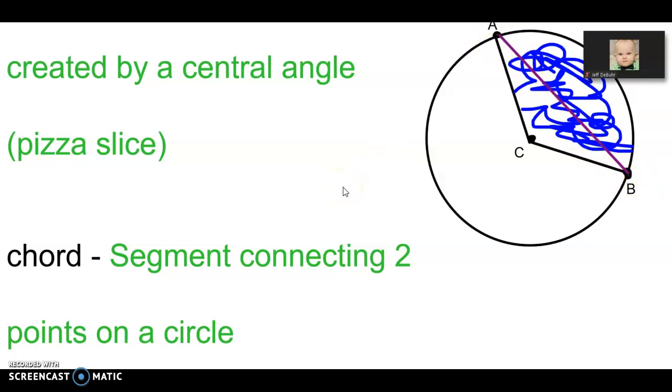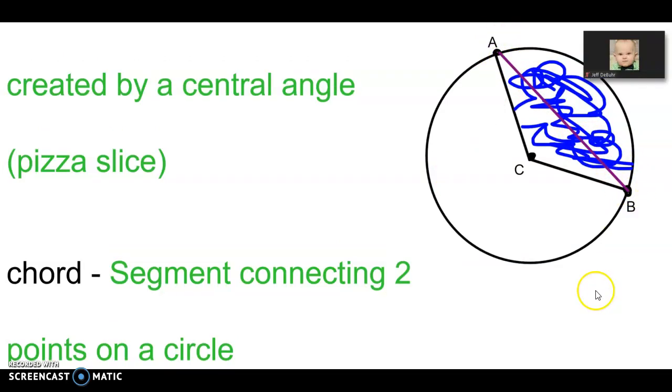So a diameter is a type of chord because a diameter goes from one side of the circle to the other, but it goes through the center, so it's a specific chord. Not all chords are diameters. A chord connects any 2 points on the outside of a circle.